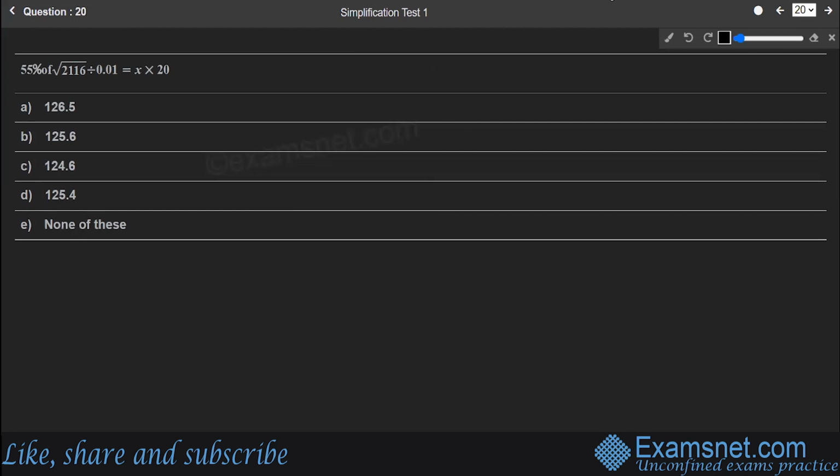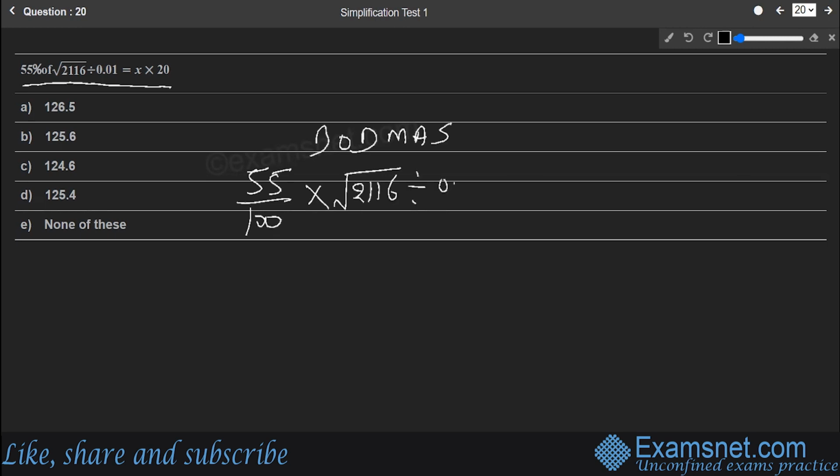Now, 55% of under root of 2116 divided by 0.01. That is the equation that is to be solved. So it's an expression. We have to take care of BODMAS always. Okay, so let us write the expression for 55%. That is nothing but 55 by 100 of, in place of of I can write multiply, under root of 2116 divided by 0.01, that is the ultimate expression, is equal to x into 20. That's what is given.